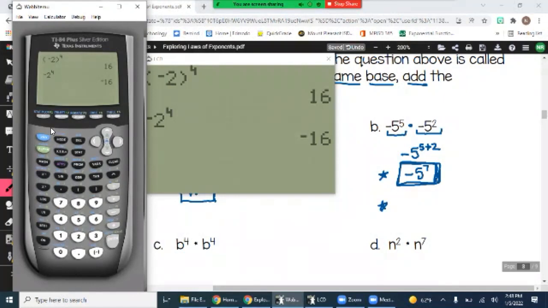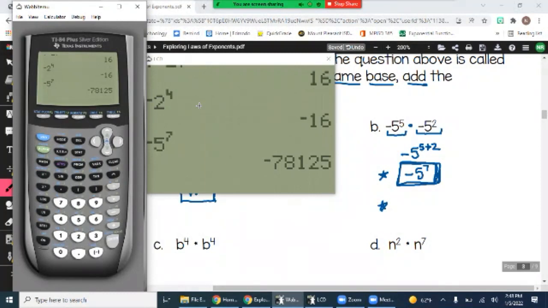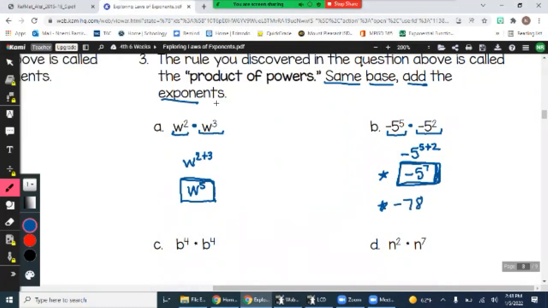So -5 to the power of 7, -78,125. It can be a bubble in answer where you're bubbling in -78,125. Either one of those could be answer choices. You could see it both ways. Now, the only reason we type this one in the calculator and not this one is because this one has just numbers. This one has a variable. You cannot type a variable on the home screen. Got it? Questions so far?